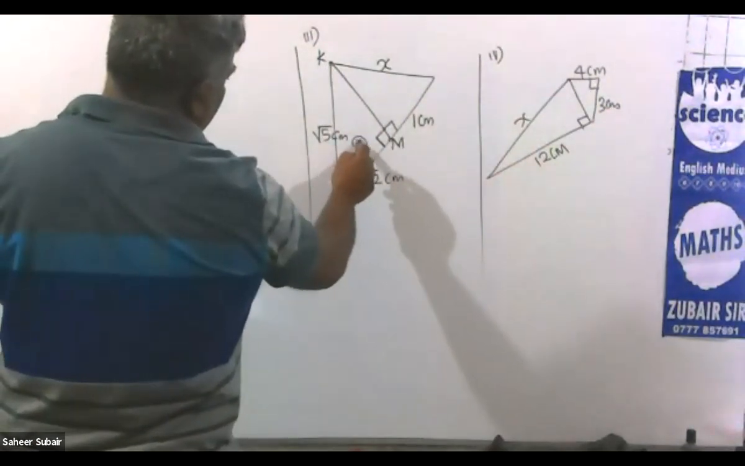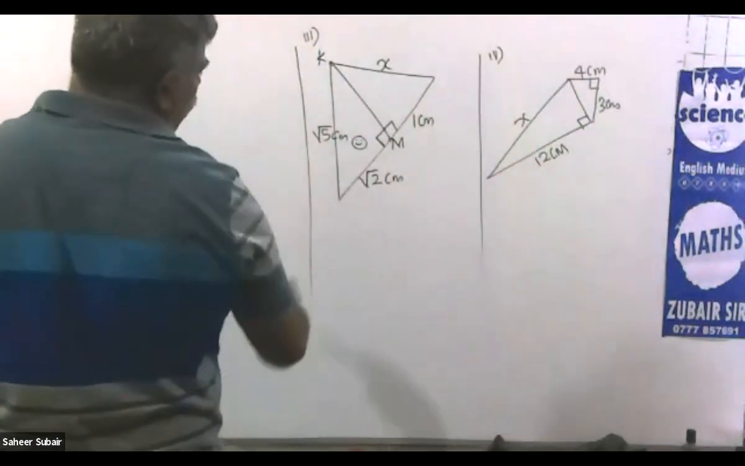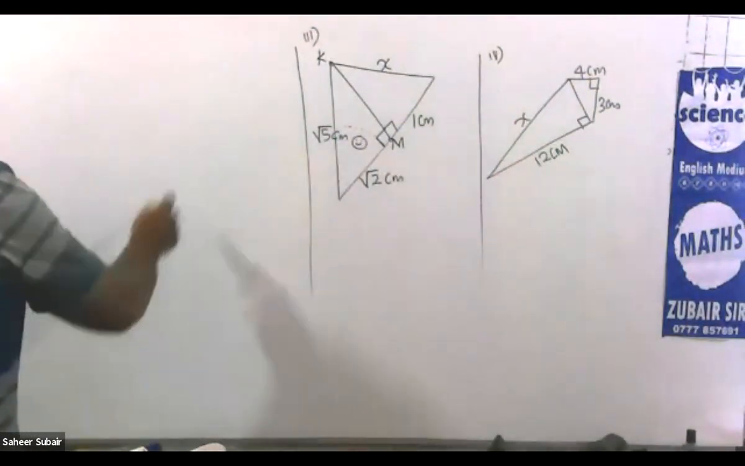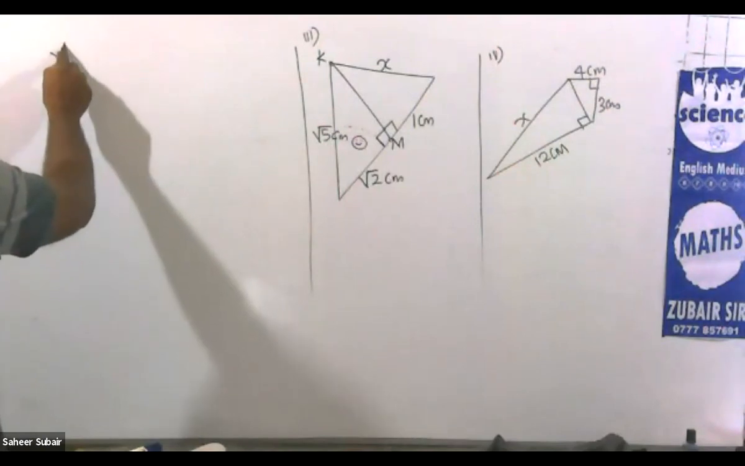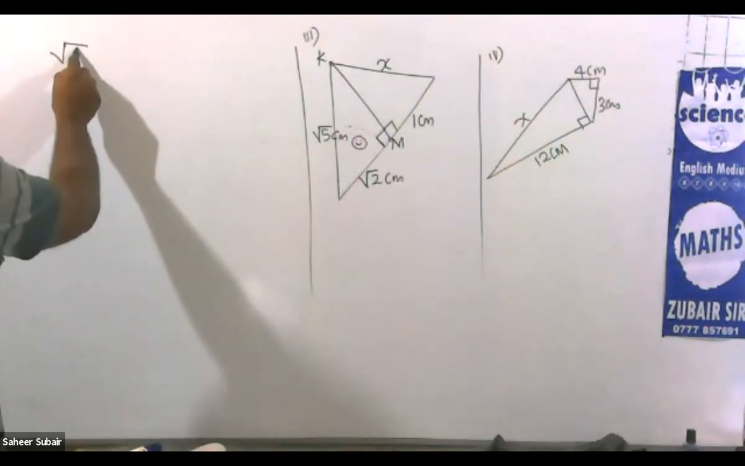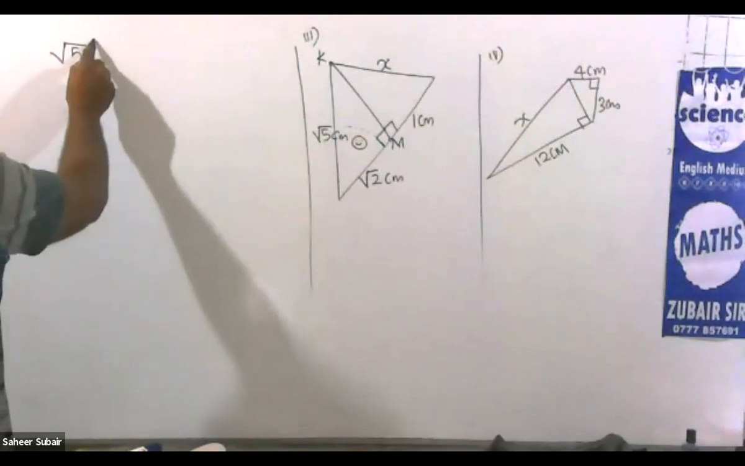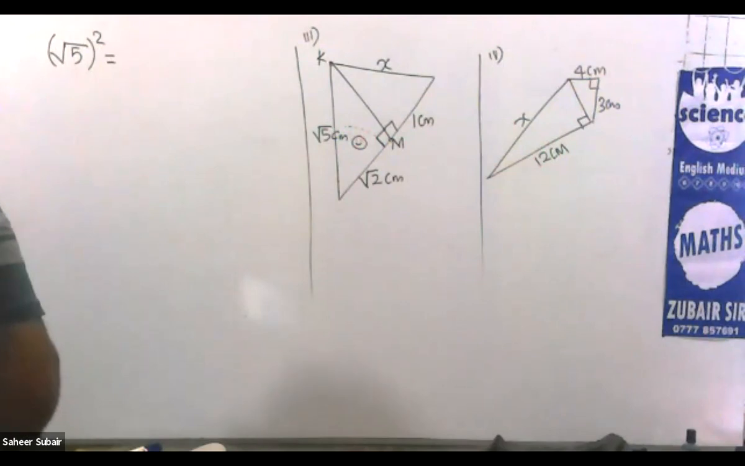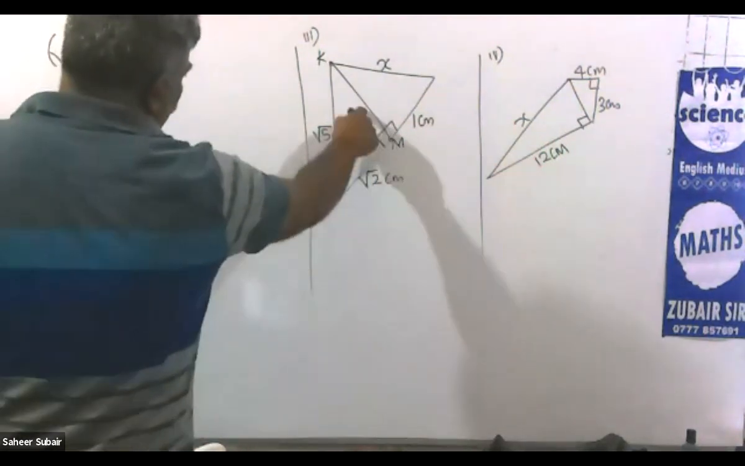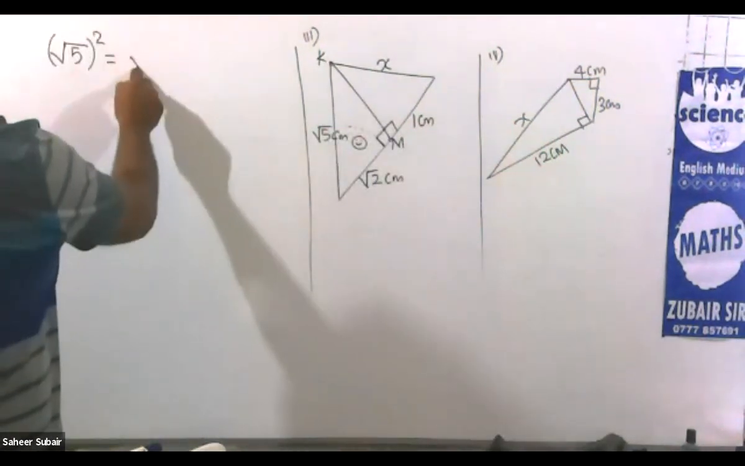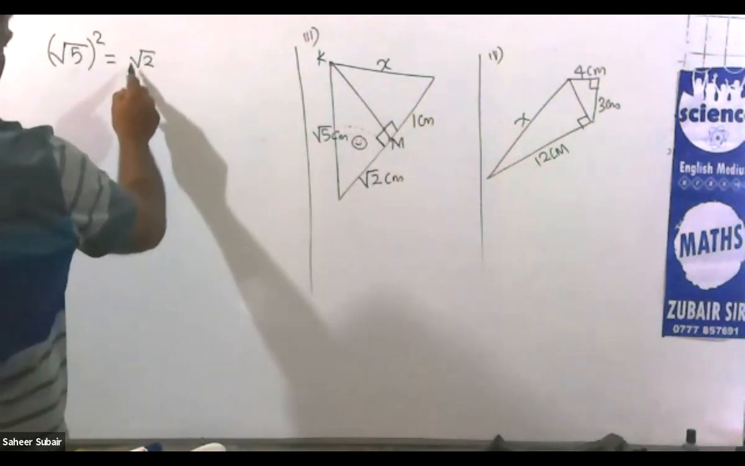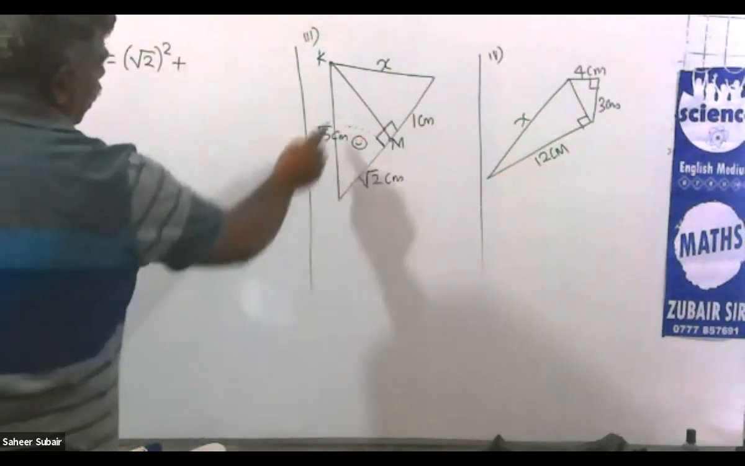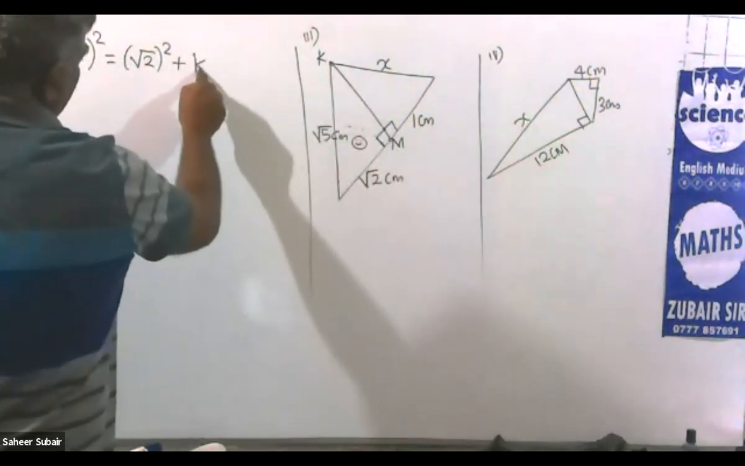So when you use this right angle triangle, according to Pythagoras theorem, this is the hypotenuse. Then the hypotenuse is square root of 5. So square root of 5 squared is equal to the sum of these two squares. Then square root of 2 squared plus KM squared.